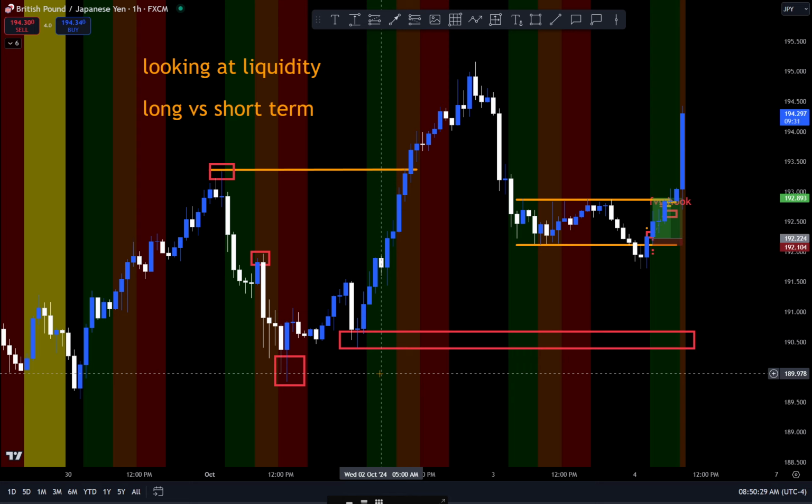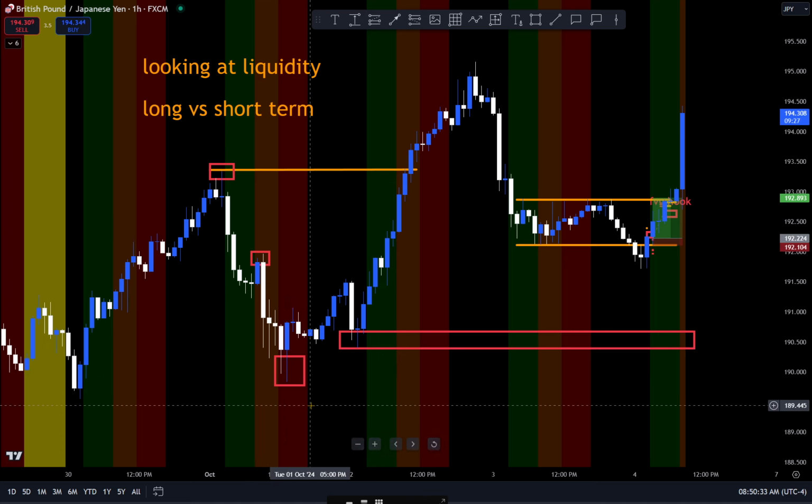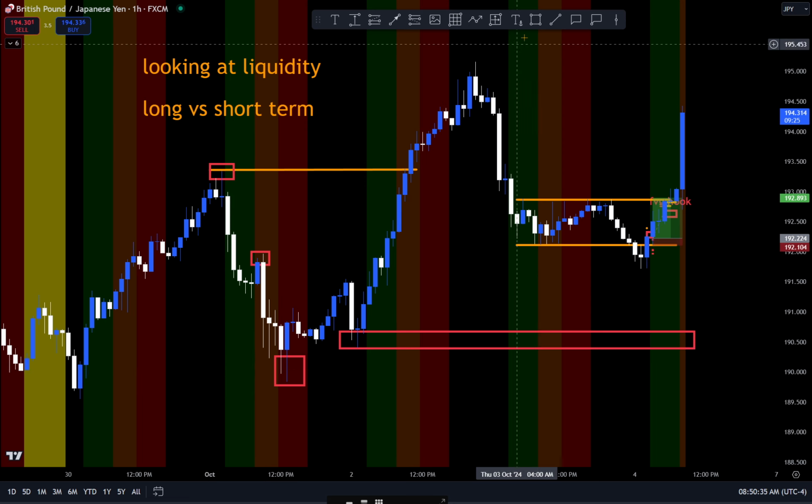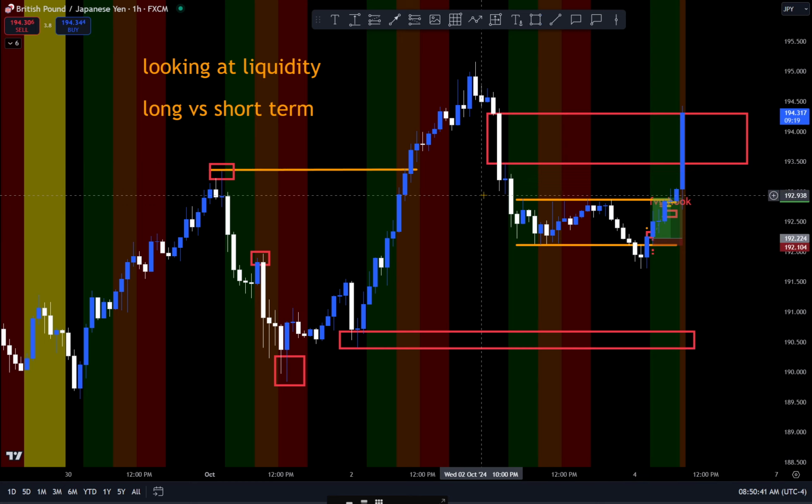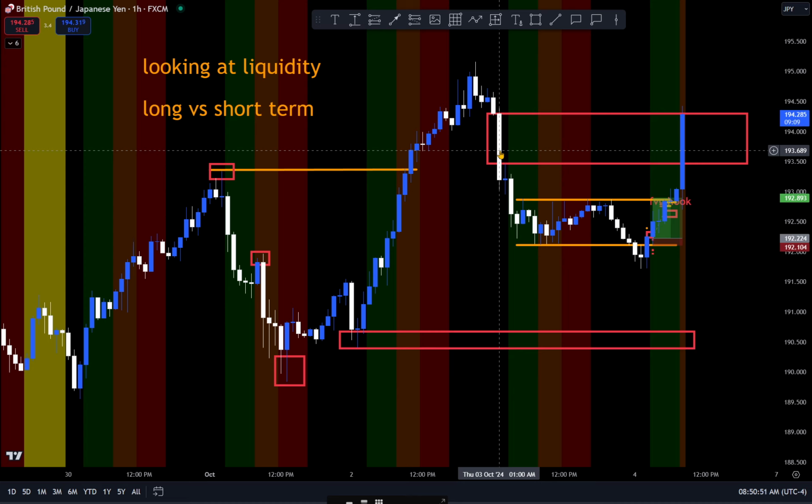For example, we talk about fair value gaps a lot and imbalances. Do you see how specifically the one that we just completed was a 1 hour imbalance? You see what I mean? If I go to a higher or lower time frame, I won't be able to see it exactly this way. That's why switching time frames is good for us and interesting.